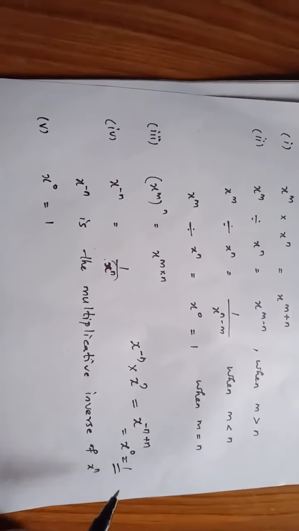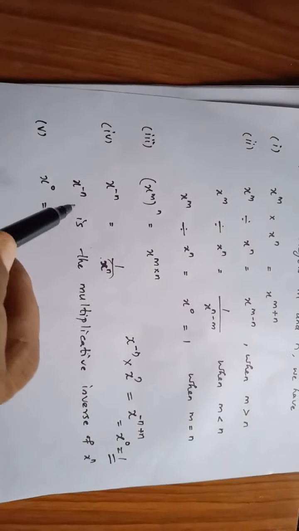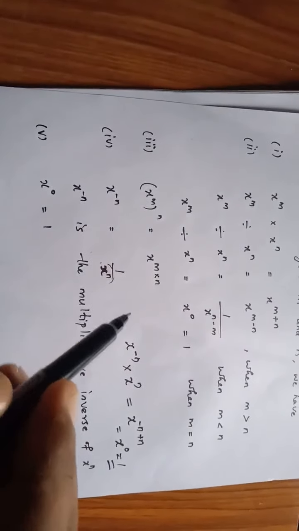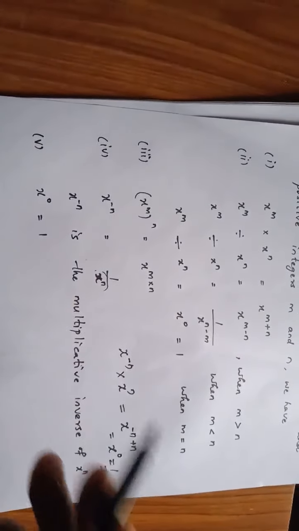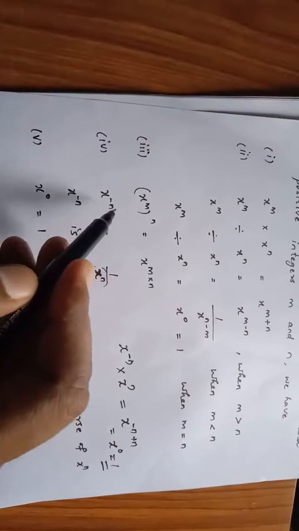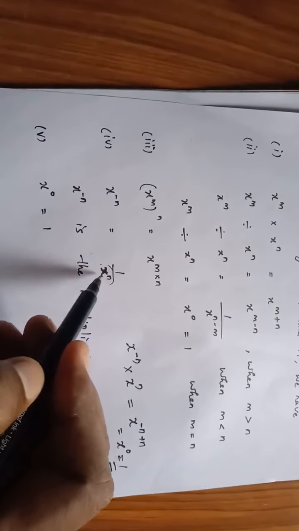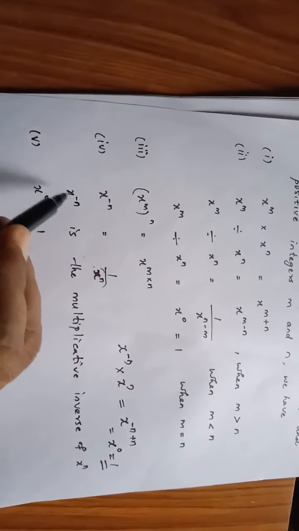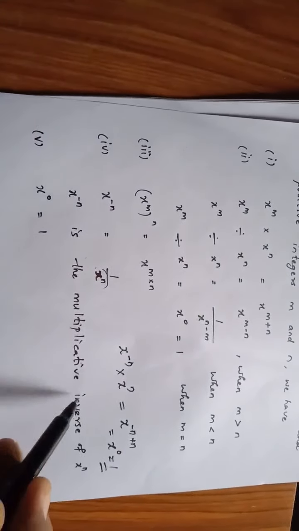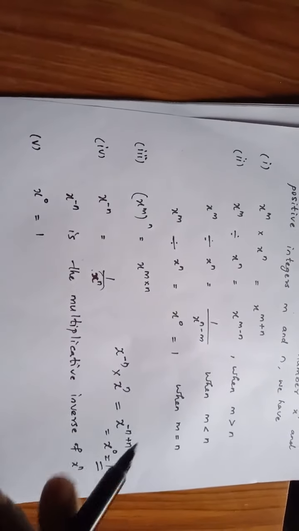which is again equal to 1. So we know that when the product of two numbers is equal to 1, then each number is called the multiplicative inverse of the other. So x to the power minus n can be written as 1 by x to the power n, and x to the power minus n is the multiplicative inverse of x to the power n, and vice versa.